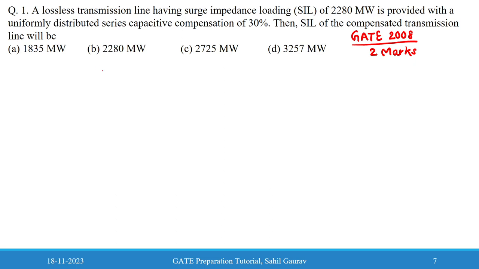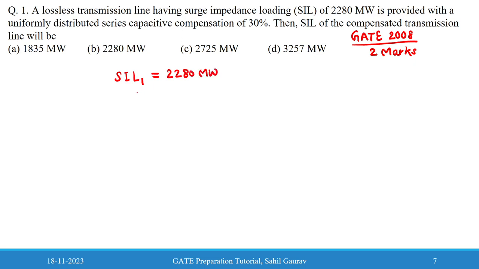So here we have been given a lossless transmission line having surge impedance loading of 2280 megawatt, provided with uniformly distributed series capacitive compensation of 30%. Then the surge impedance loading of the compensated transmission line will be? So the previous value of surge impedance loading is given as 2280 megawatt.